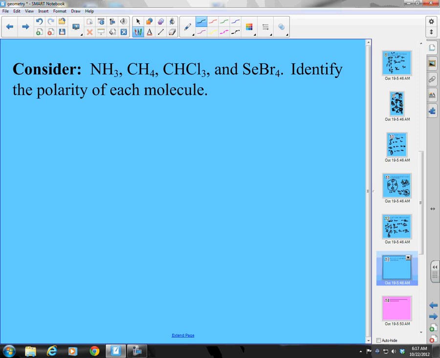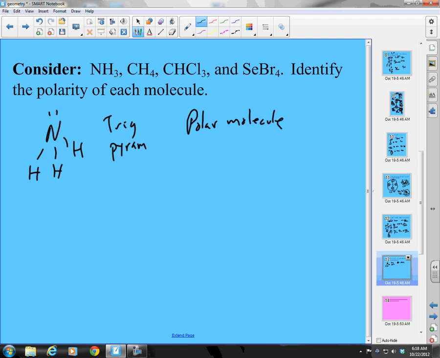Bring me back. Here I am. Ammonia, I think that's not a trick. I think that one's pretty easy, right? We say what? That's 3-1. It is trigonal pyramidal. If it's trigonal pyramidal, then it is asymmetric and it is a polar molecule. Good. Carbon tetrachloride, or not carbon tetrachloride, this is methane.